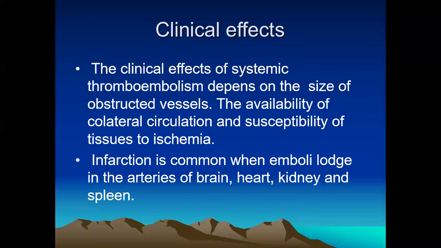They also depend upon the availability of the collateral circulation and the susceptibility of the tissue to become ischemic. So the clinical manifestation and clinical effects of systemic thromboembolism depend on the size of the obstruction of the vessel wall, and also the availability of the collateral circulation.